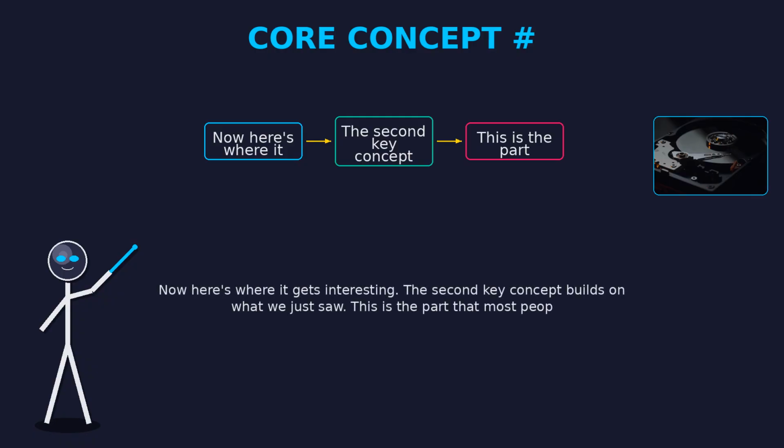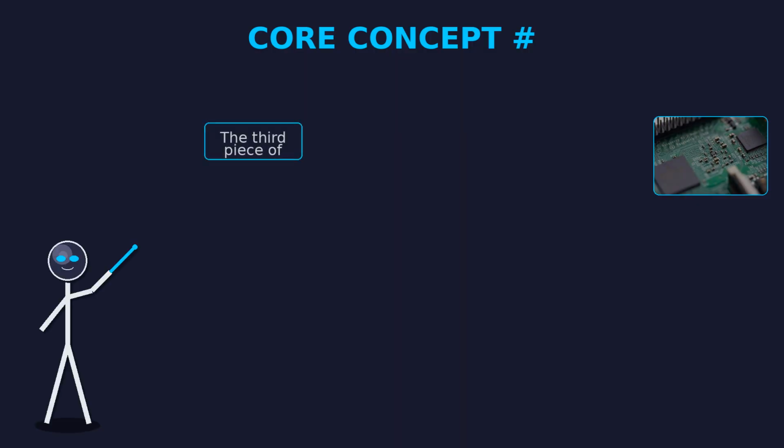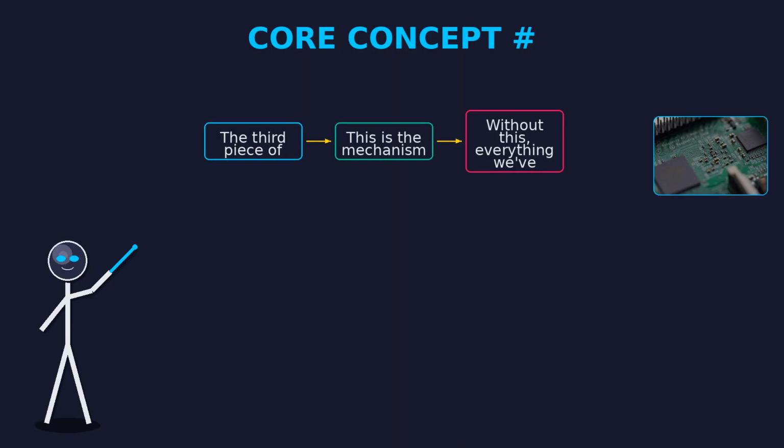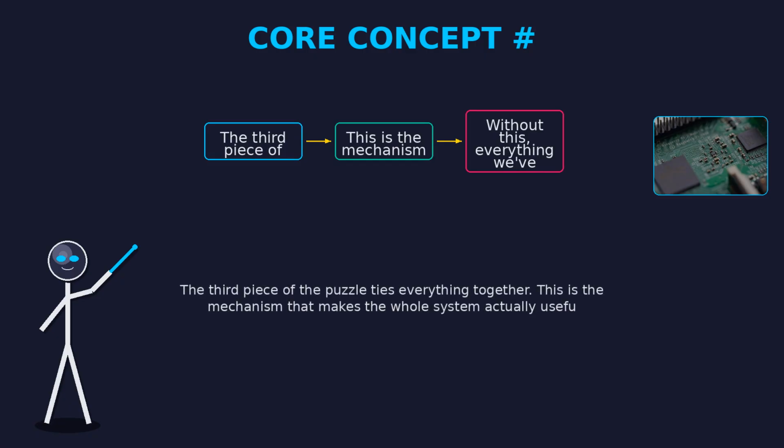The third piece of the puzzle ties everything together. This is the mechanism that makes the whole system actually useful in practice. Without this, everything we've discussed so far would be too slow, too unreliable, or too limited to be practical.